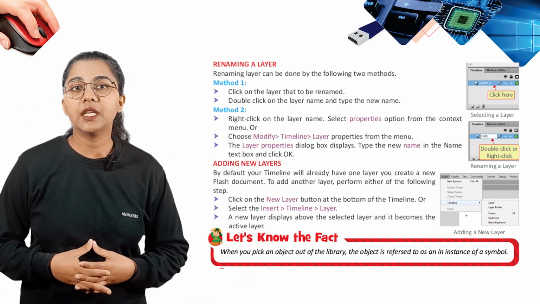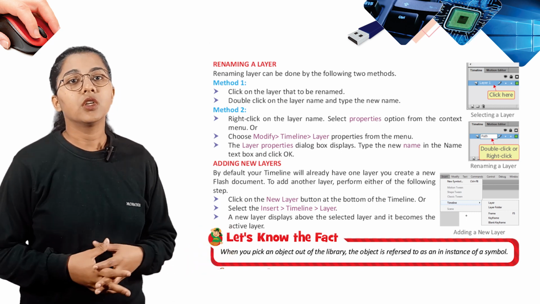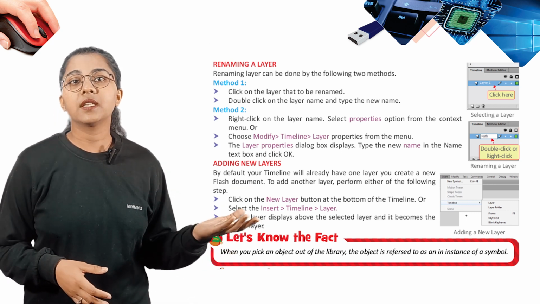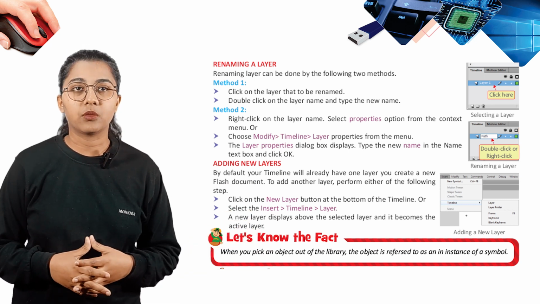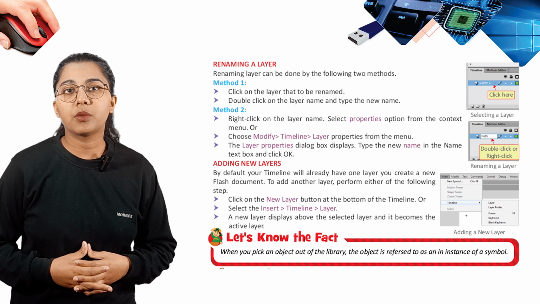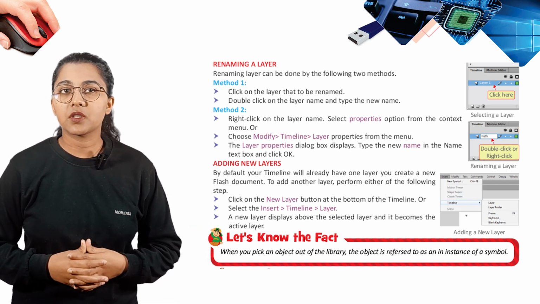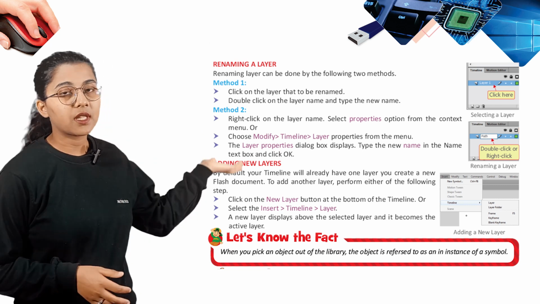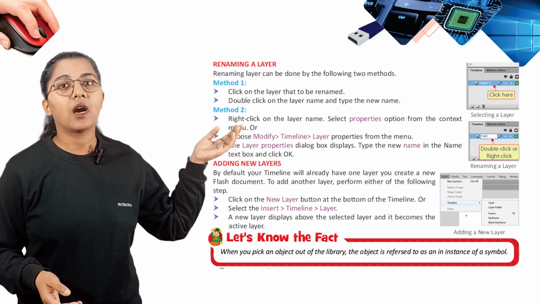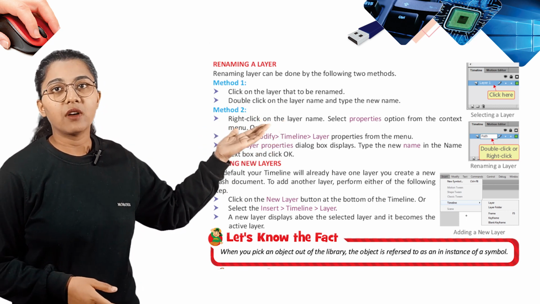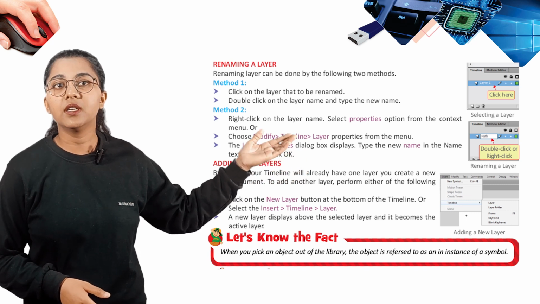Right click on the layer name, select the properties option from the context menu, or choose modify, then timeline, then layer properties from the menu. The layer properties dialog box displays. Type the new name in the name text box and click OK. So this is how you can rename your layer. These are two methods. Now here you can see the interface of selecting a layer. Then here you can see the interface of renaming a layer.